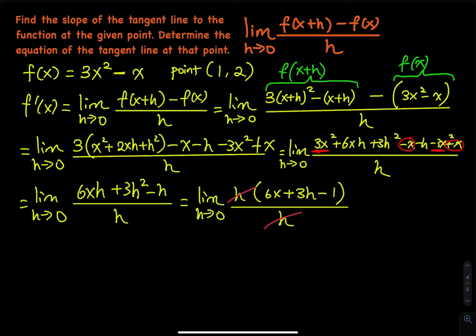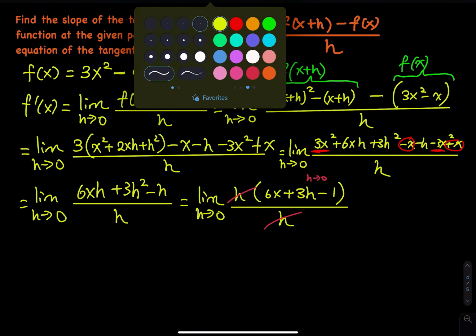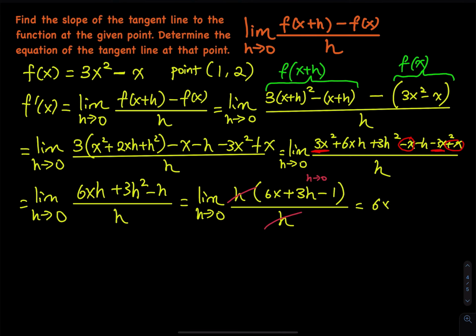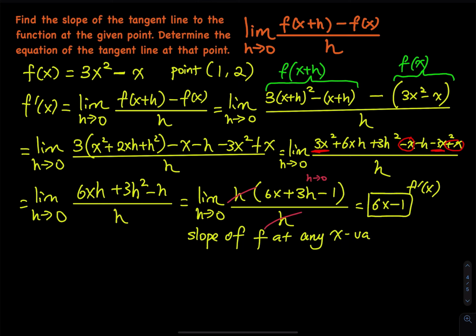All right, so now the h is gone. We can plug in h goes to 0. So this h goes to 0, and then you only have 6x minus 1. What is this? This is called f prime of x. So this answer has a name, that is called the slope of f at any x value.